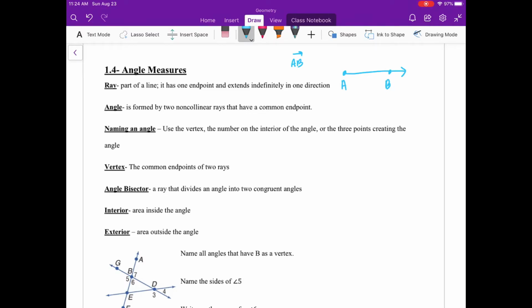When we have an angle, it is formed by two non-collinear rays. So we may have a ray here, and we may have a ray here, and that creates an angle.